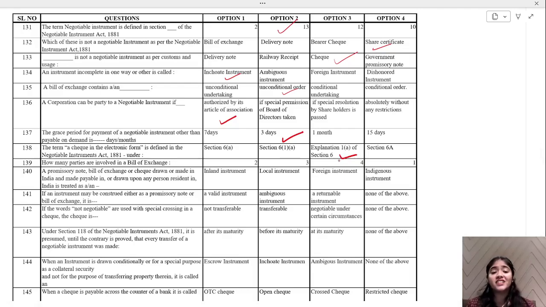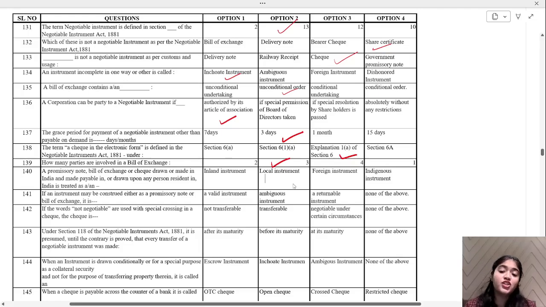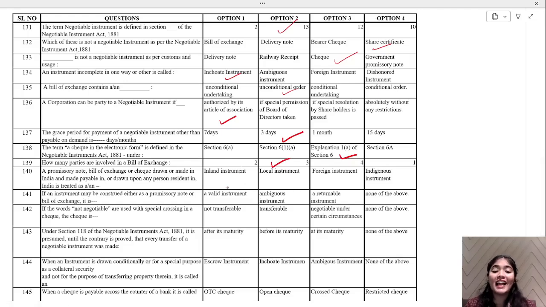How many parties are involved in bill of exchange? Tell me. 3 parties. Very good. A promissory note, bill of exchange, or check drawn or made in India and made payable in or drawn upon any person resident in India is treated as an inland instrument, local instrument, foreign instrument, or indigenous instrument. So that is an inland instrument.